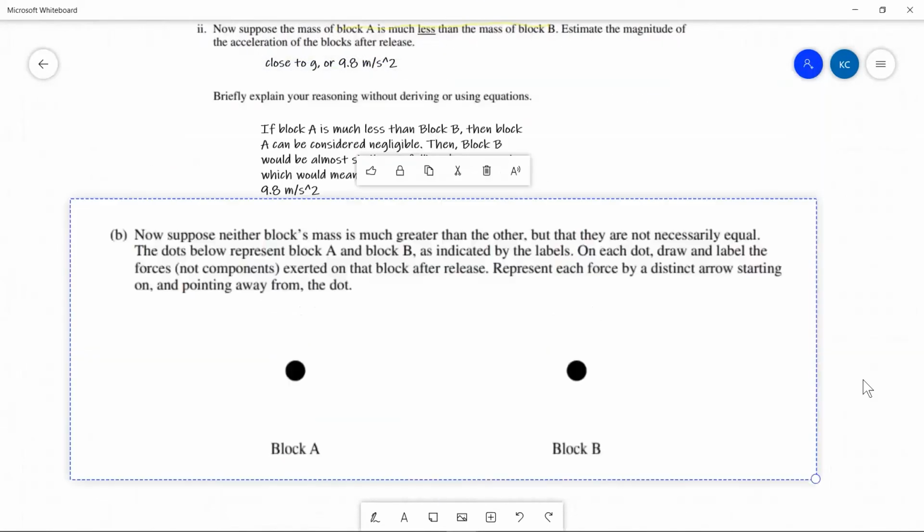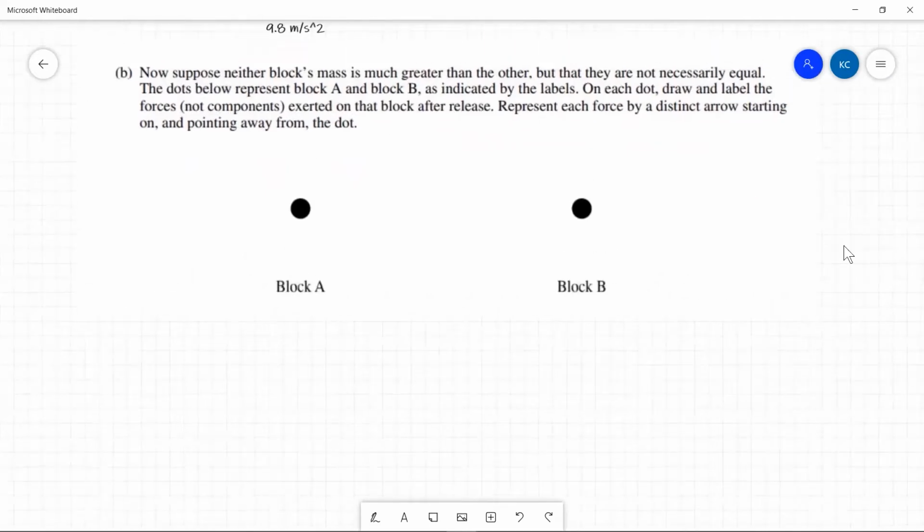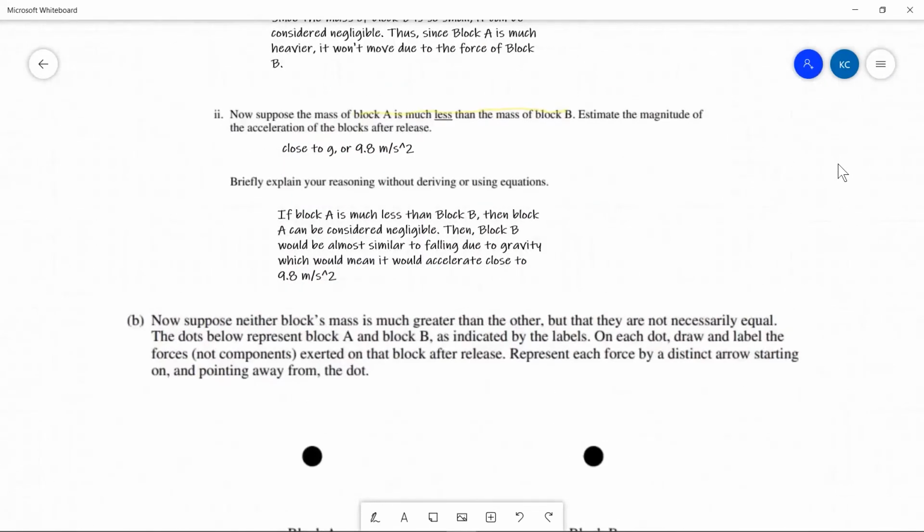Moving on, part B. Now suppose neither block's mass is much greater than the other, but they are not necessarily equal. The dots below represent block A and block B as indicated by the labels. On each dot, draw and label the forces, not components, exerted on the block after release. Represent each force by distinct arrows starting on and pointing away from the dot. So let's refer back to the diagram to see which forces are acting on it.